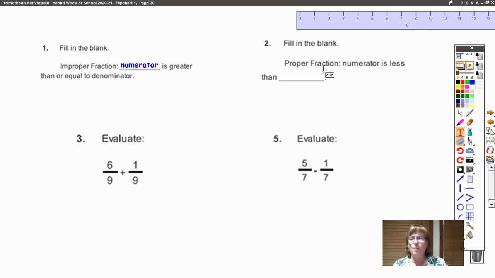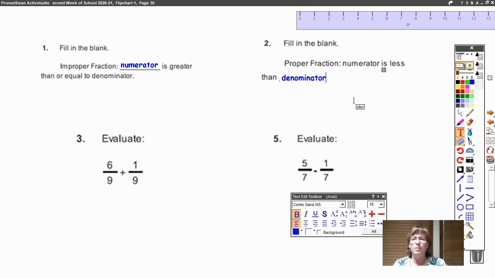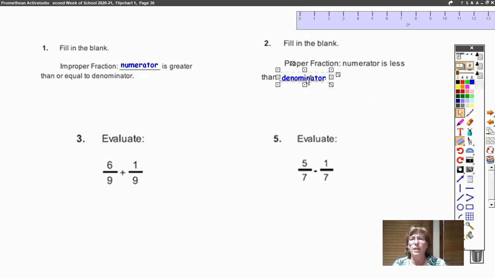And then here, a proper fraction, the numerator is less than, and the word is denominator. And again, you have to spell these correctly. If you don't, Get More Math will mark it wrong, and you can't write any other word. The only word that it's going to accept is denominator. But again, it's so important that I want you to make sure that you understand that difference between improper fraction and proper fraction, that I put that in there for one of the things you have to do today.